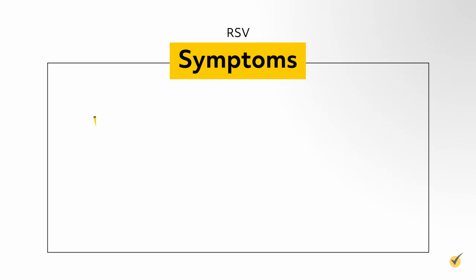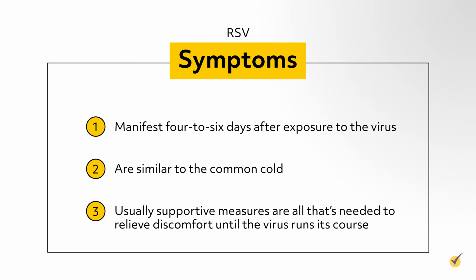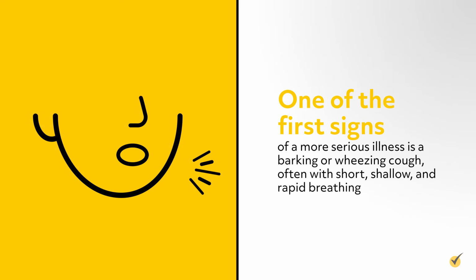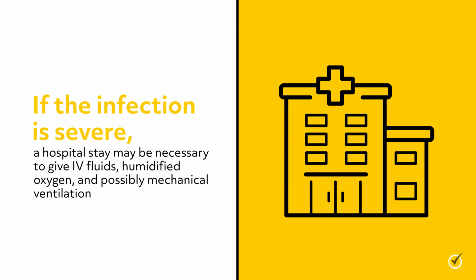RSV symptoms, which manifest 4 to 6 days after exposure to the virus, are similar to the common cold, and usually supportive measures are all that's needed to relieve discomfort until the virus runs its course. One of the first signs of a more serious illness is a barking or wheezing cough, often with short, shallow, and rapid breathing. If the infection is severe, a hospital stay may be necessary to give IV fluids, humidified oxygen, and possibly mechanical ventilation.